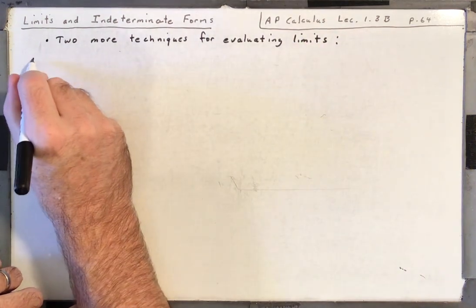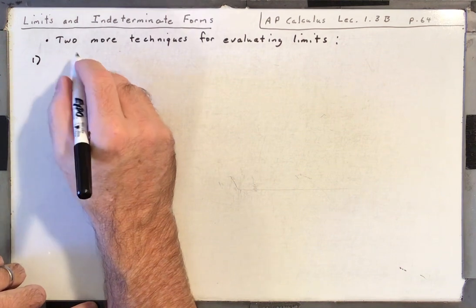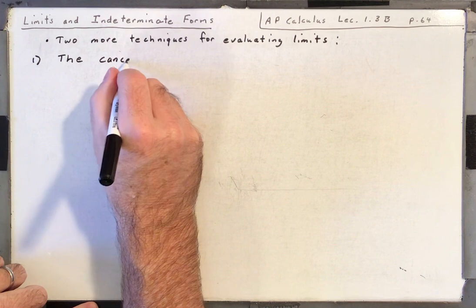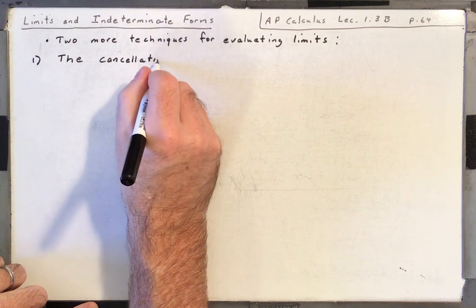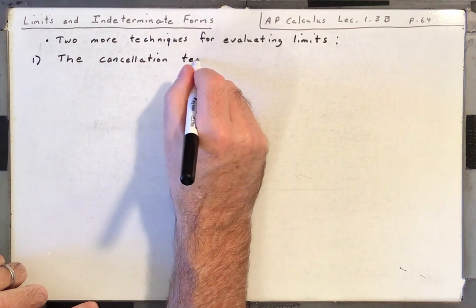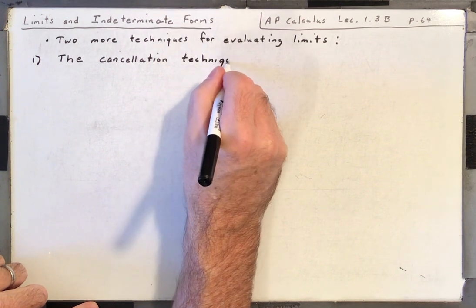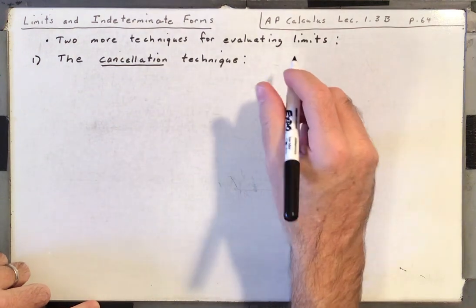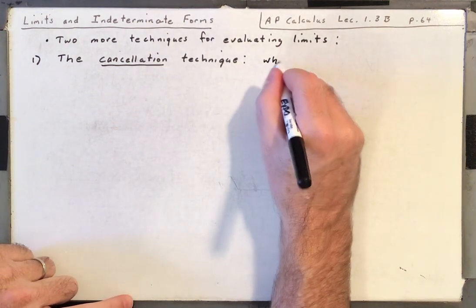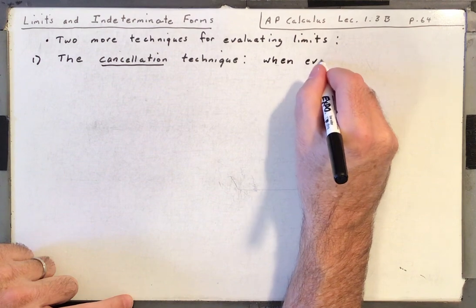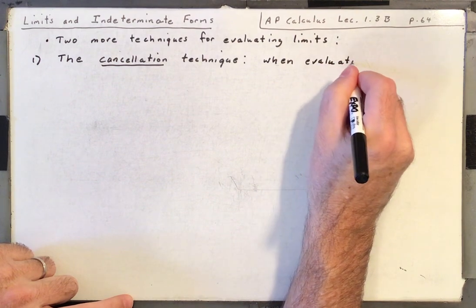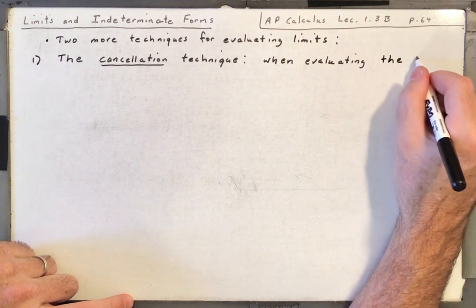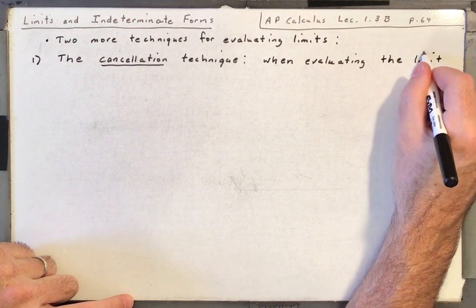Okay, the first one is the cancellation technique. And so when evaluating the limit of, this is a compound fraction. So these look kind of scary, but you were taught how to do it, how to simplify it down, last year.